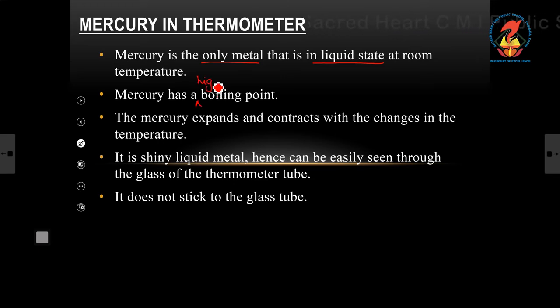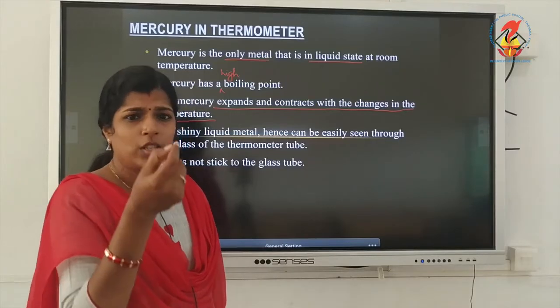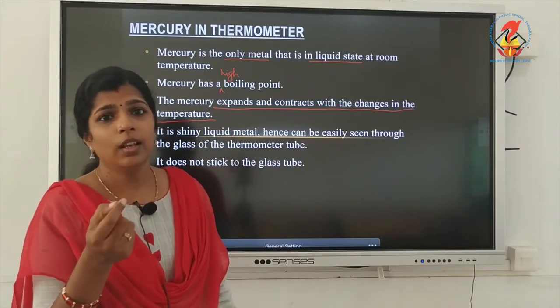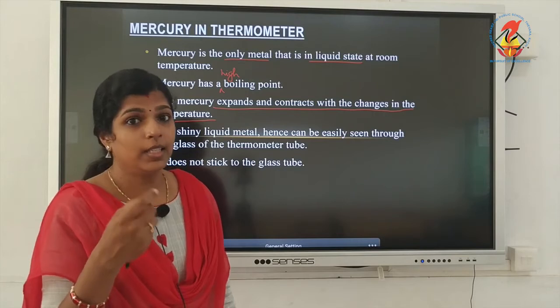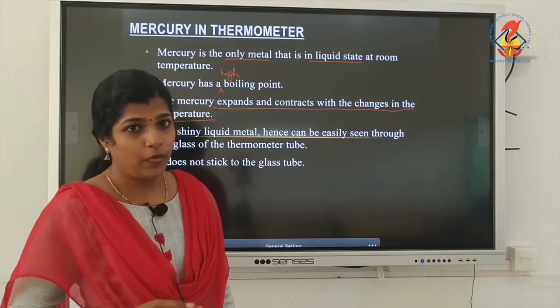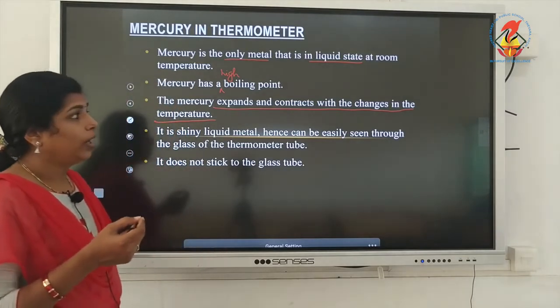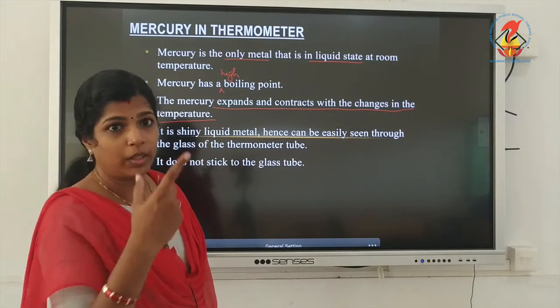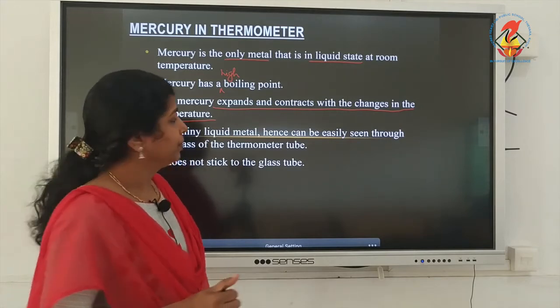It has a high boiling point. Then it expands and contracts with changes in temperature. So, if a small change is there, then that can be easily detected. If a small change is there in the temperature, that will be shown by the mercury level.